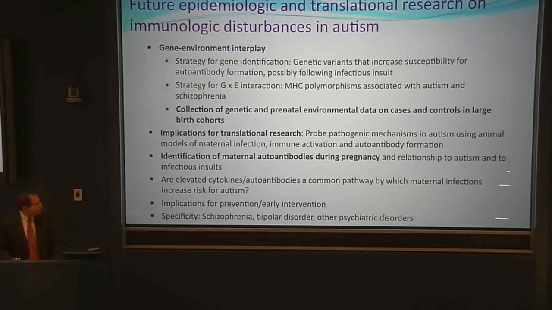As an epidemiologist, this has obvious implications for prevention and early intervention. And I think it also, as I alluded to in the earlier work, has implications for specificity. The question really is, do these maternal infections and autoantibodies increase risk only for one disorder or only for autism? It doesn't appear to be the case, but it may be that interaction with particular susceptibility genes that may be unique to each of these disorders may help determine the final outcome.